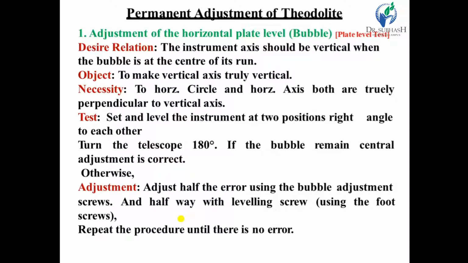How can we set it up? The test is to set and level the instrument at two positions at right angles to each other. After that, turn the telescope 180 degrees. If the bubble remains central, the adjustment is correct. If the bubble changes, then we have to adjust the bubble tube with the leveling screw. One of the screws is provided for the bubble tube adjustment. Repeat the procedure until there is no error.